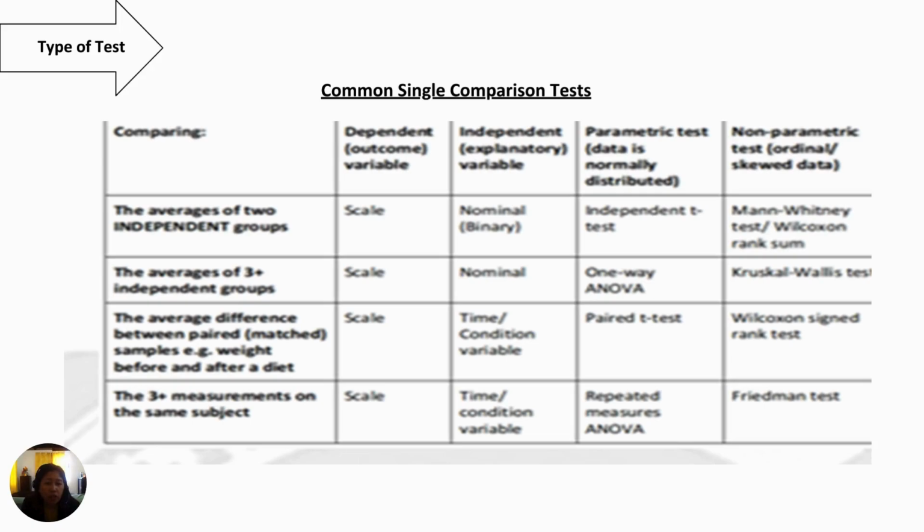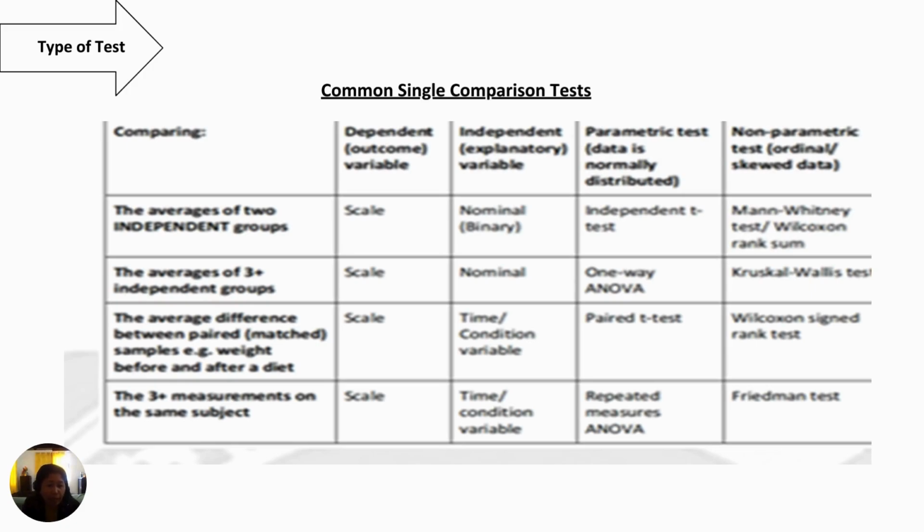Okay? Now, if we are to compare naman the averages of three or more independent groups, okay, again, now what we are comparing here is three or more separate groups naman. Okay, the dependent or outcome variable is scale, independent or explanatory variable is nominal. So the parametric test to be used is one way ANOVA, and the non-parametric test to be used is Kruskal-Wallis test. Okay?